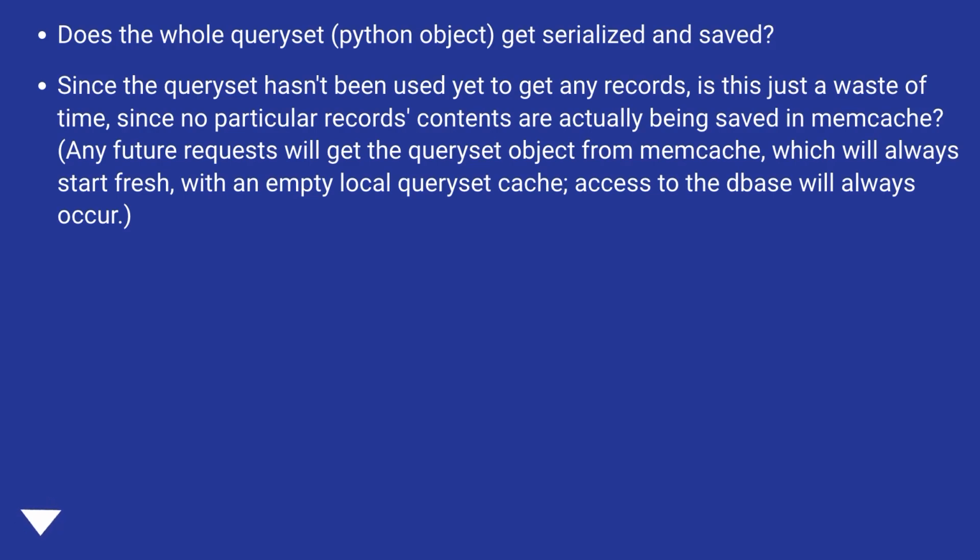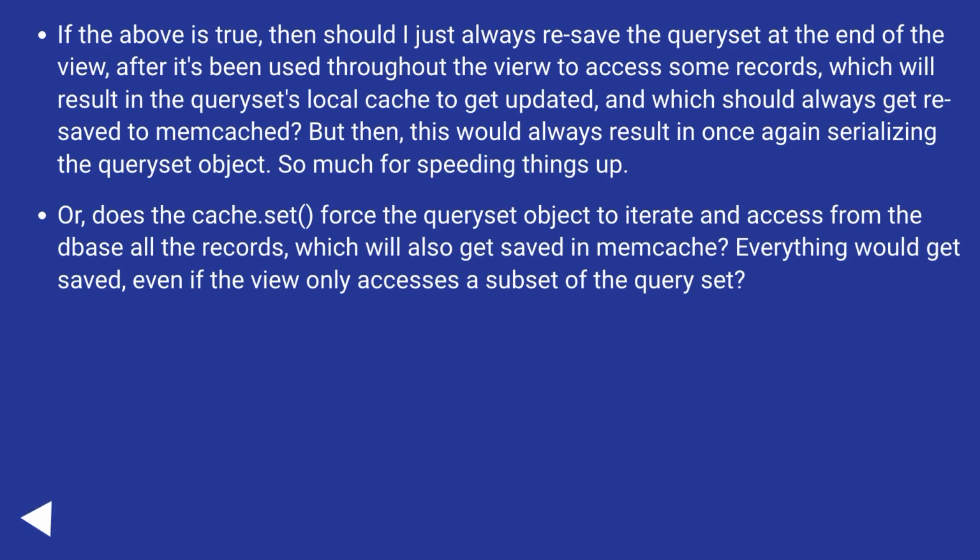Any future requests will get the query set object from memcached, which will always start fresh, with an empty local query set cache. Access to the database will always occur. If the above is true, then should I just always resave the query set at the end of the view, after it's been used throughout the view to access records, which will result in the query set's local cache getting updated, and which should always get resaved to memcached? But then, this would always result in once again serializing the query set object. So much for speeding things up.